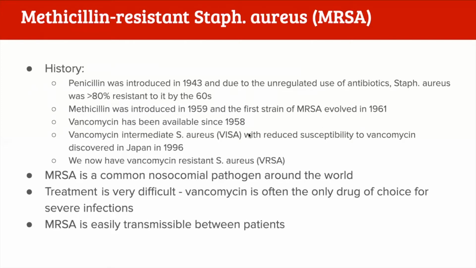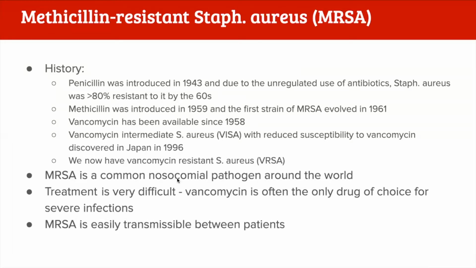Vancomycin has been available since 1958, and then in Japan in 1996, we saw vancomycin intermediate Staph aureus, so VISA, which have reduced susceptibility to vancomycin. And nowadays, we have also vancomycin resistant Staph aureus, VRSA.